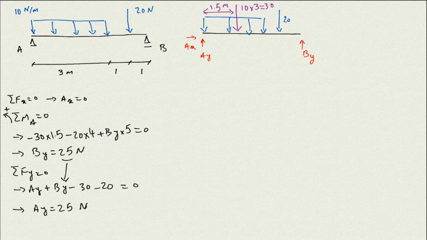So these are the forces we have, and I'm gonna just put them on the beam itself. So the Ay is 25 Newton, and we have the By equal again with 25 Newton. So these are what we are gonna have for our reaction of the support, or support reaction.